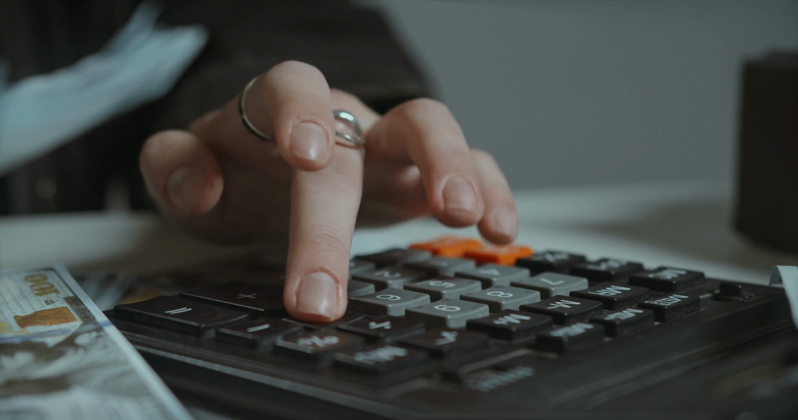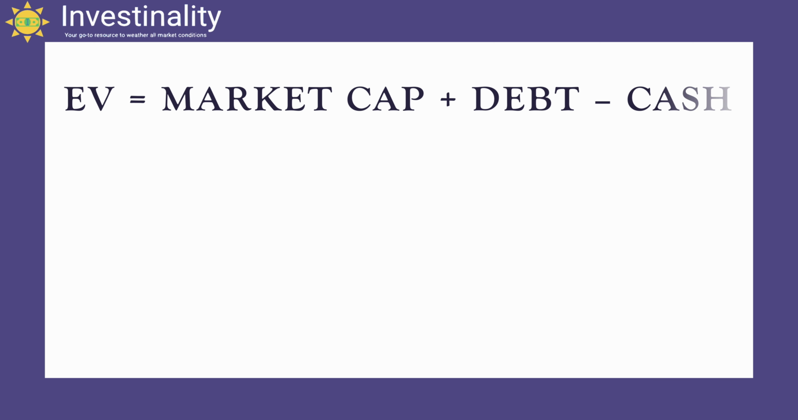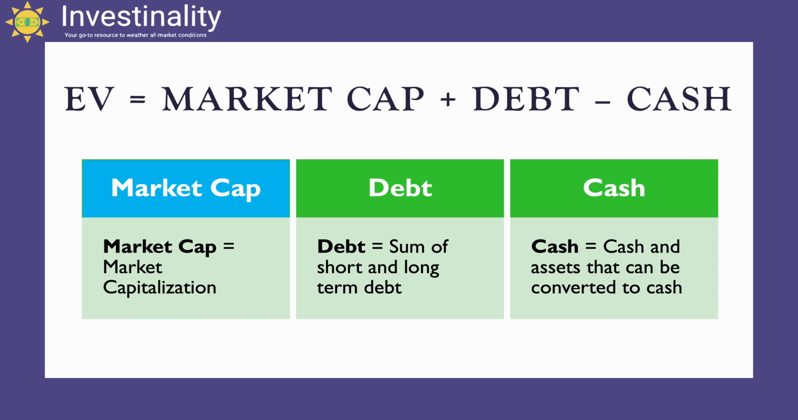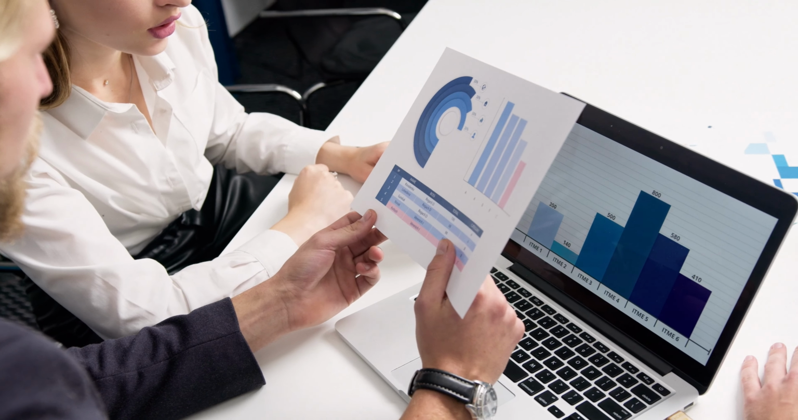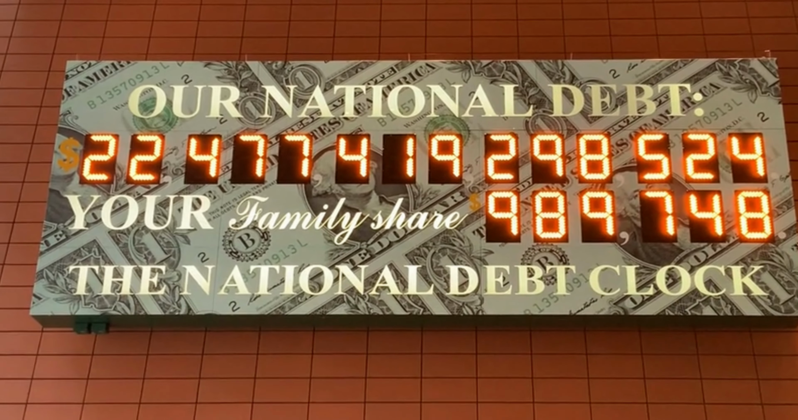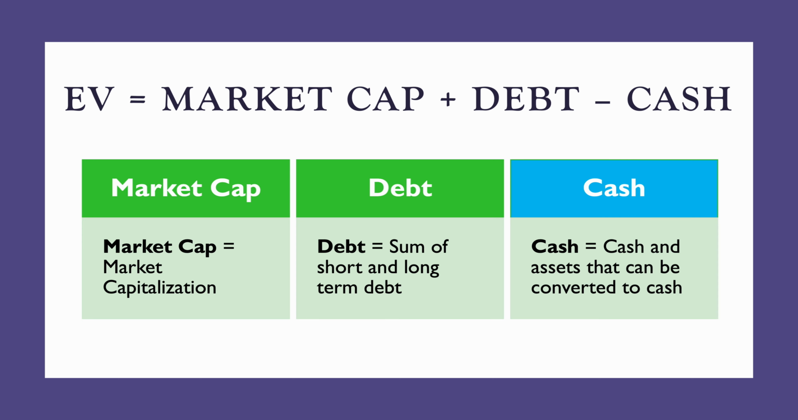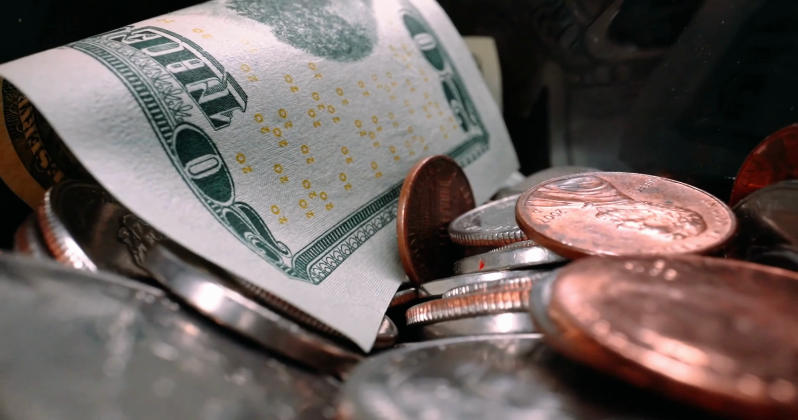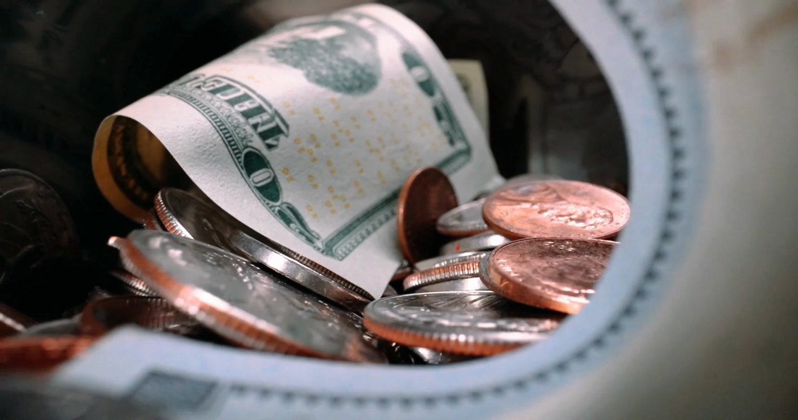The first step is the calculation. The enterprise value is equivalent to the market cap plus debt minus cash. The market cap refers to market capitalization, or the total value of a company's outstanding shares of stock. Debt refers to both short and long-term debt obligations, and cash refers to the total amount of cash and assets that can be quickly converted to cash, like treasury bills or money market funds.